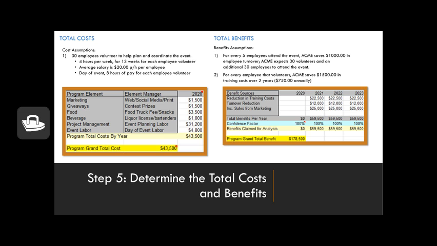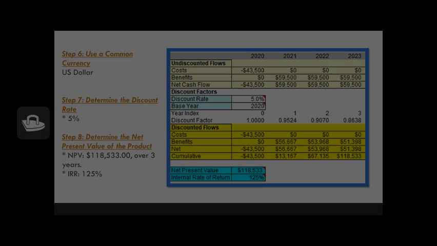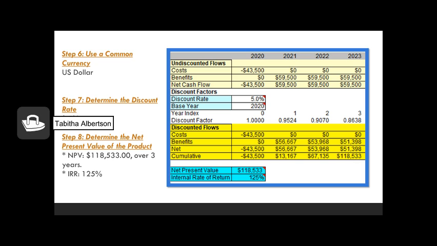So in this case, we observe the total cost of the event again being $43,500 and the total annual benefits being $59,500. Spread across the 3 years, we see total benefits of $178,500. Quickly breezing through step 6, we will be using US currency. And for step 7, we will be using a 5% discount rate, which is the rate of return used to discount future cash flows back to their present value.